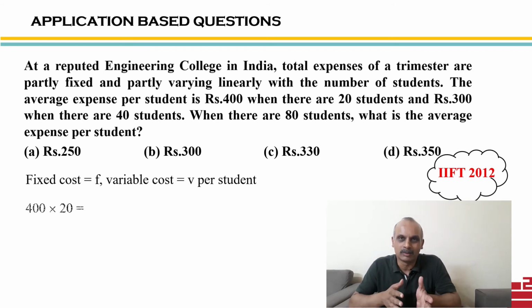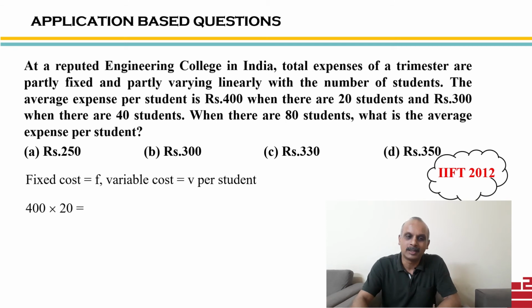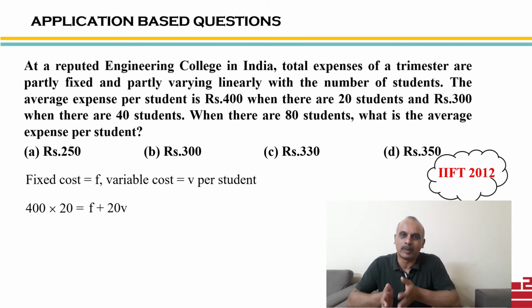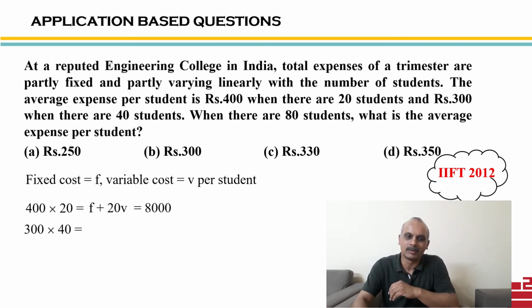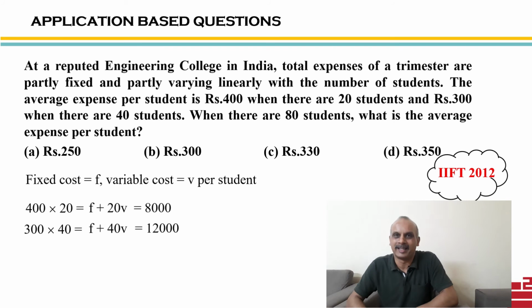That means 400 into 20 is the total cost with 20 students, that is 8,000 rupees. So our equation will be: 400 into 20 is equal to F plus 20V. Why? Because F is a fixed cost that will always be there, and 20V because for one student the variable cost is V, so with 20 students the cost will become 20V. The sum of fixed and total variable cost will be 400 into 20, that is 8,000 rupees. Similarly, I can form the second equation. I hope you can do it now. And this becomes our second equation.